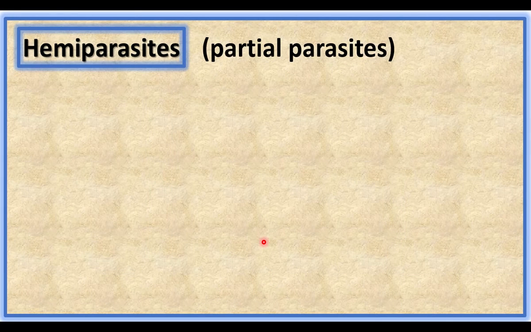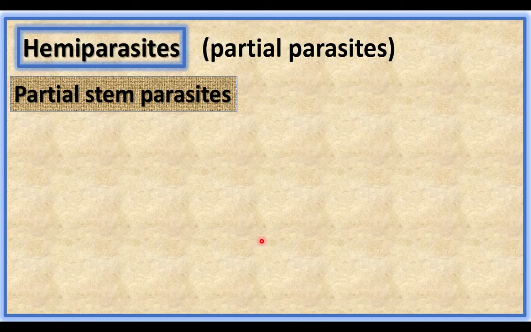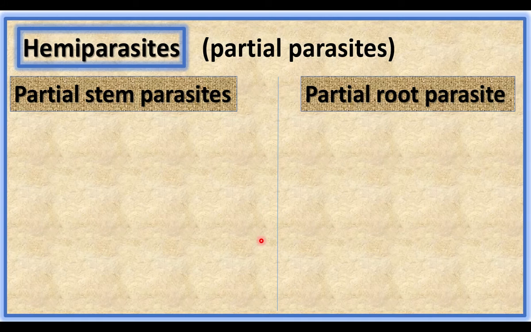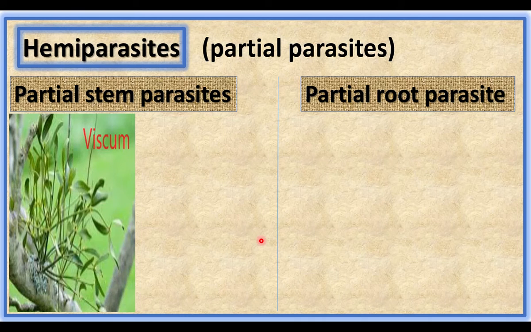Hemiparasites are called partial parasites. They are photosynthetic organisms. They have green leaves. Here also there are partial stem parasites and partial root parasites. Stem parasites penetrate into the stem, but they penetrate into the xylem alone. The haustoria do not penetrate into the phloem. Viscum is a partial stem parasite.